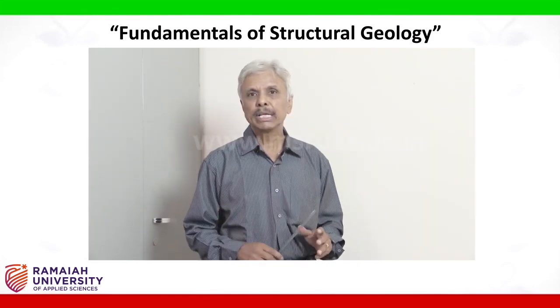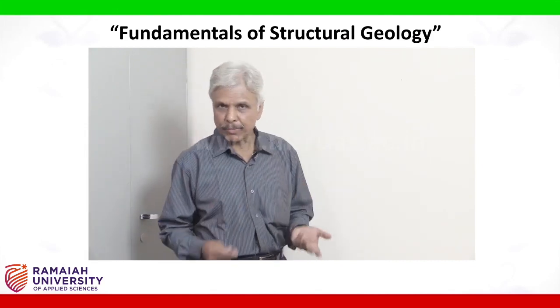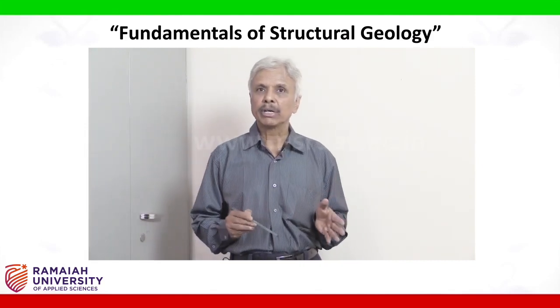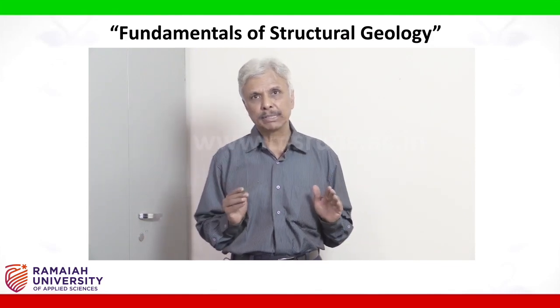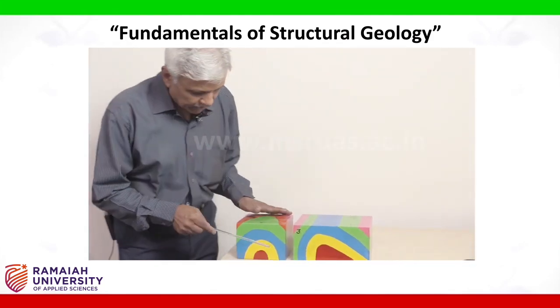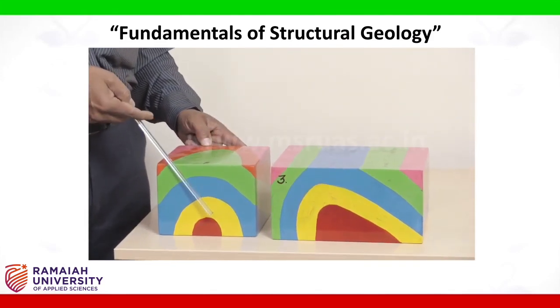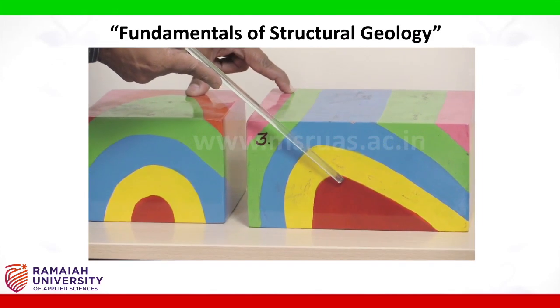Now we discuss the folded structures. Folds are nothing but, as said before, undulations in a rock developed due to compressional forces. Folds can be classified into anticlinal fold, synclinal fold, monoclines, anticlinoriums, and isoclinal folds. Anticline. This is the anticlinal structure. This is a symmetrical anticline and this is an asymmetrical anticline.